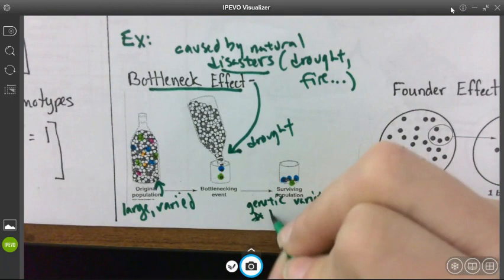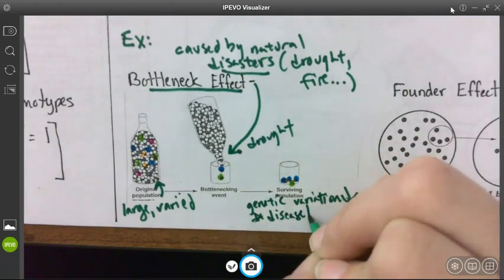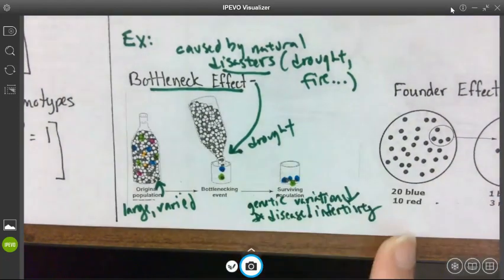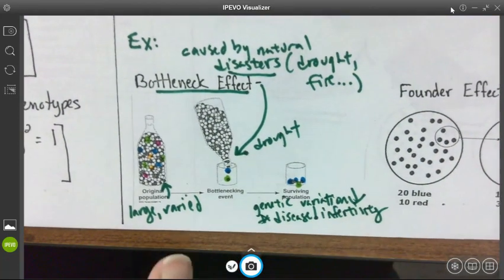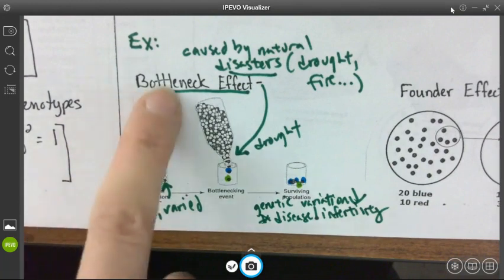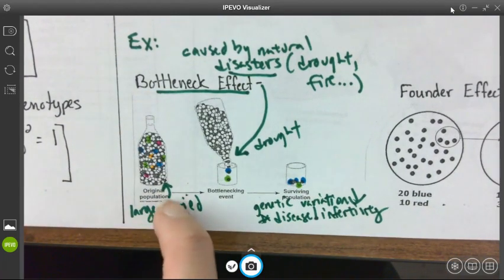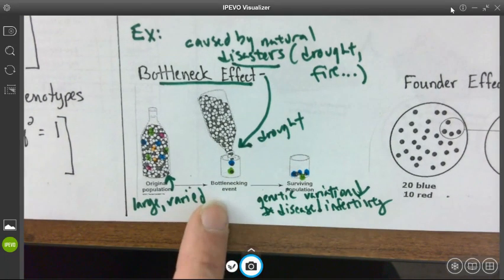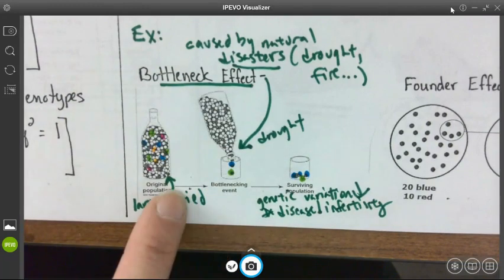Okay, and a lot of times this can lead to disease and infertility. So a great example of this is cheetahs. So scientists think that the original population of cheetahs was very varied, more varied in maybe their immune system, their size, their ability to reproduce. So they had a lot more variations, a lot more alleles present.